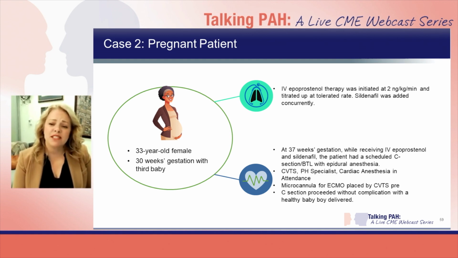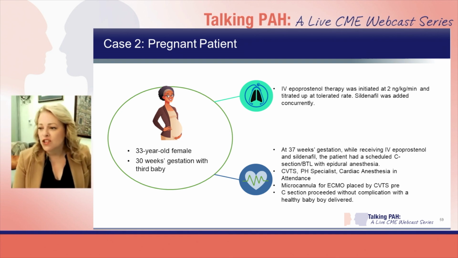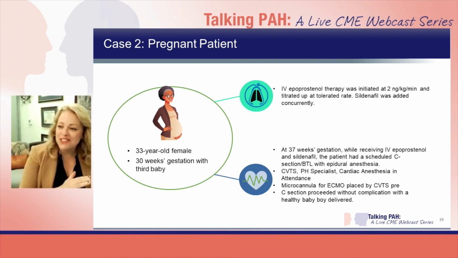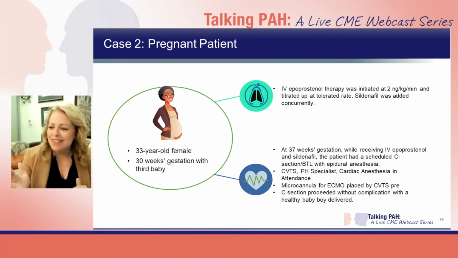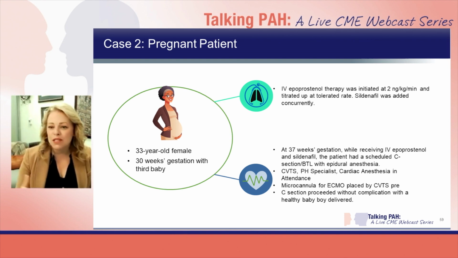At 37 weeks gestation, while receiving IV EPO and sildenafil, we did a scheduled C-section. That was a little longer than us PH folks wanted to go with the pregnancy and a little shorter than the maternal fetal medicine people wanted to go. And so we made a compromise, and that's where we were. Unless something happened to her, we kept her hospitalized during that time, so we knew what was going on.